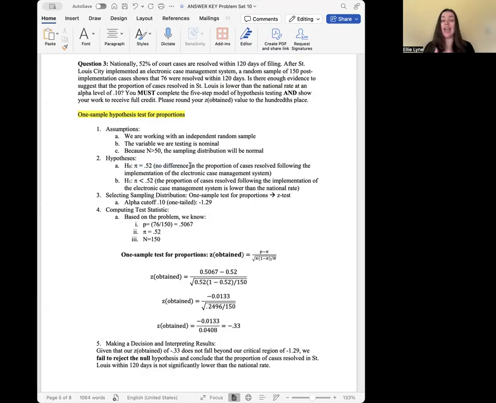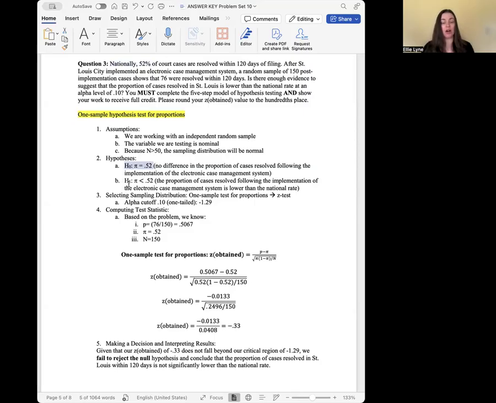As I had mentioned, anytime we're working with proportions, it is going to be your population parameter of pi. Do not put a p symbol here. It is not relevant at this stage. Always a population parameter. Right off the bat, we said here nationally, the population percentage is 52%. Converted into a proportion is 0.52. And so that's what we're testing against.